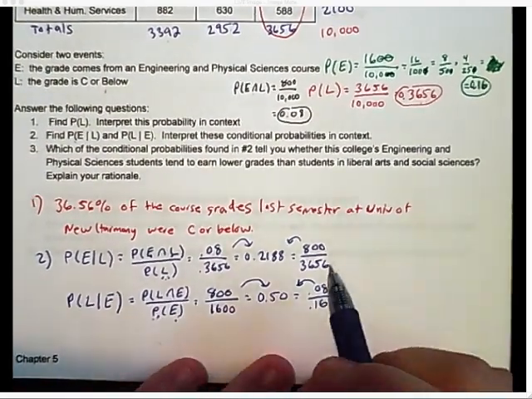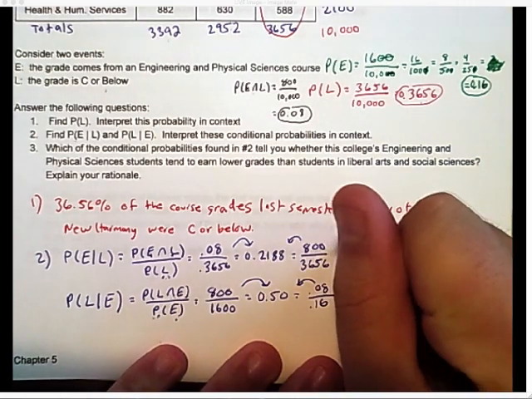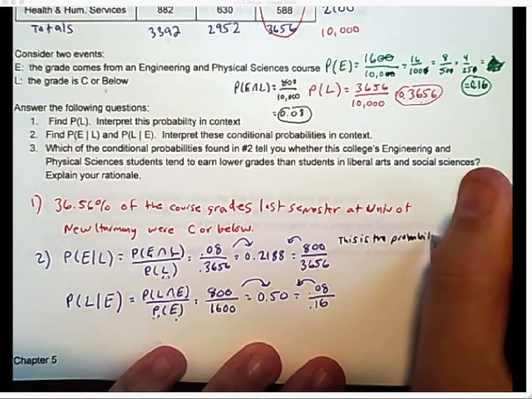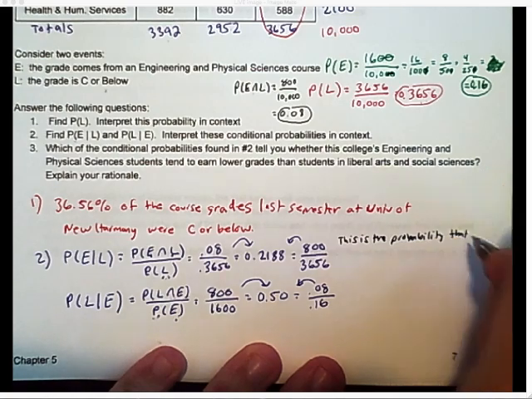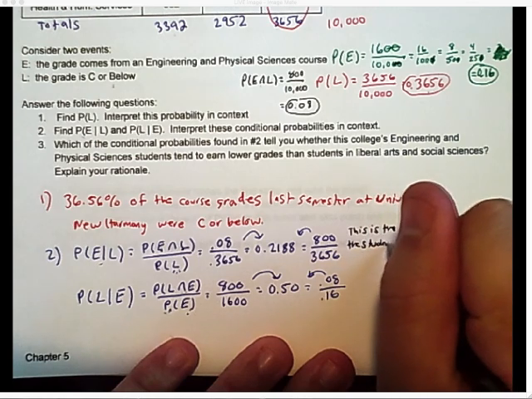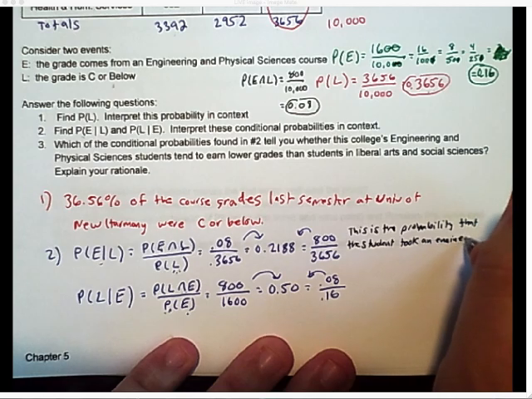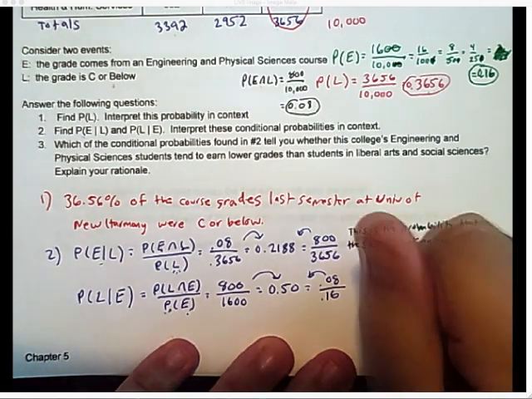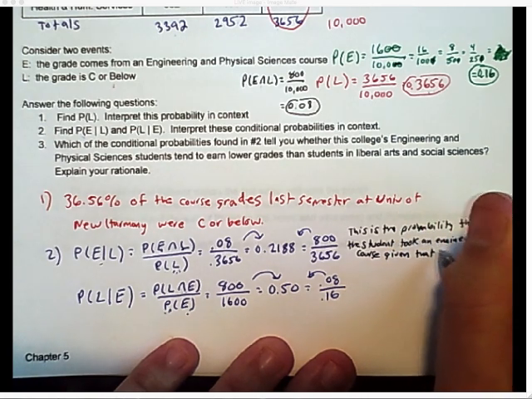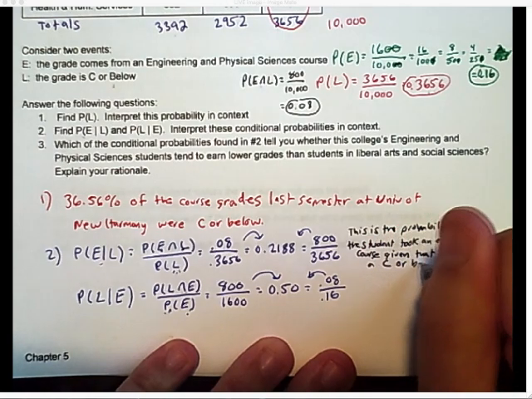All right, so it asked me to interpret these. All right, this right here, this is the probability that what? What was E? That the student took an engineering course given that they made a C or below.